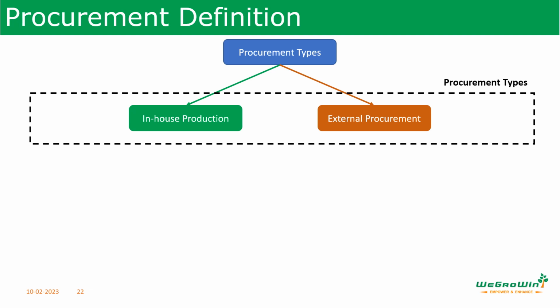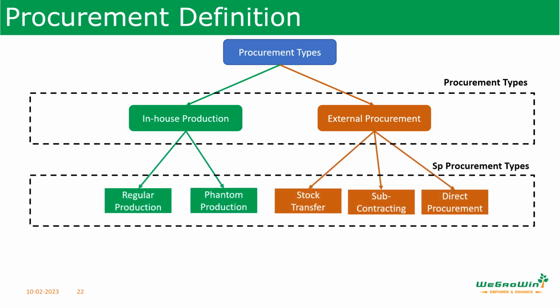There are two major procurement types. One is in-house production or external production, or both are also possible, because the system gives both options. Internal means we produce inside, external means we buy from outside. In case of in-house production, it may be regular in-house production or it may be phantom production also, right? What is phantom production?